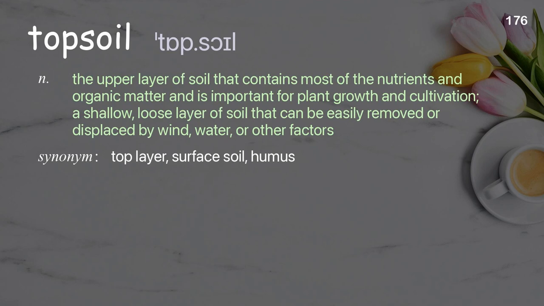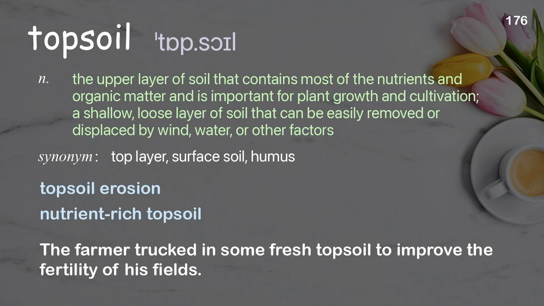Topsoil. The upper layer of soil that contains most of the nutrients and organic matter and is important for plant growth and cultivation, a shallow, loose layer of soil that can be easily removed or displaced by wind, water, or other factors. Examples. Topsoil erosion. Nutrient-rich topsoil. The farmer trucked in some fresh topsoil to improve the fertility of his fields.